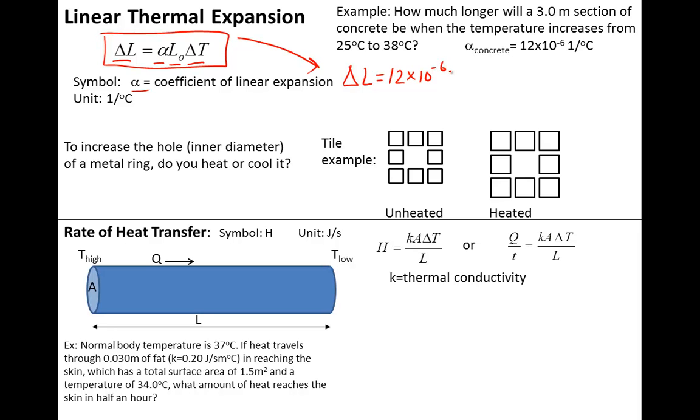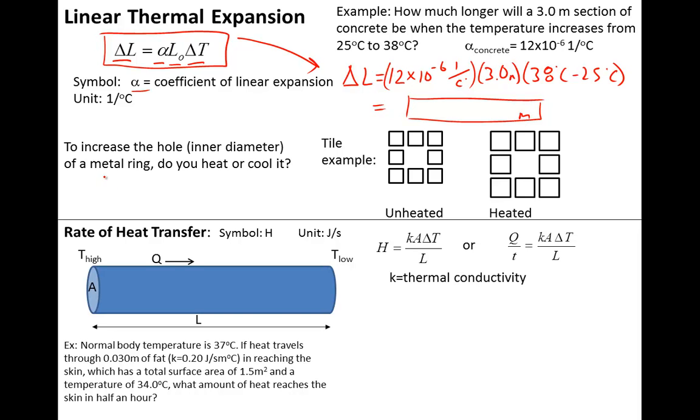expansion of 12 times 10 to the minus 6, and the units are 1 over degrees Celsius, times the original length, which is 3 meters, and times the change in temperature. So the change in temperature is always final minus initial. So 38 degrees Celsius minus 25 degrees Celsius gives us a certain value. I want you to calculate that out, and the units obviously here are going to be in meters.